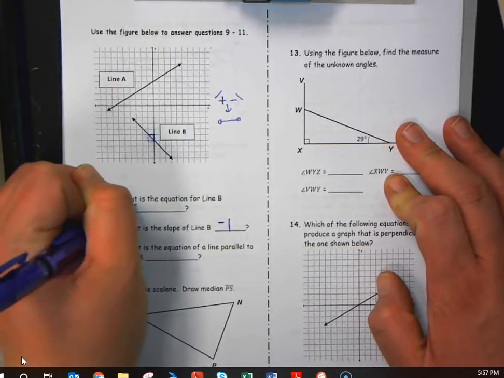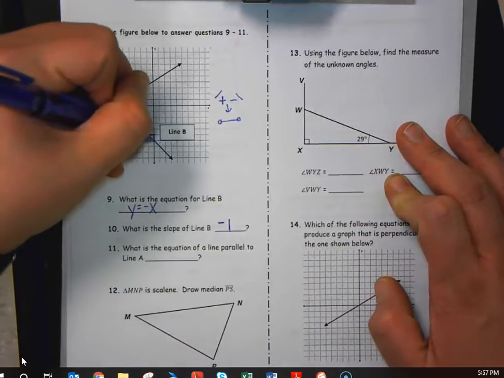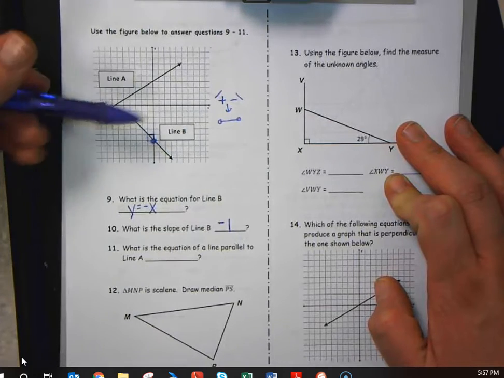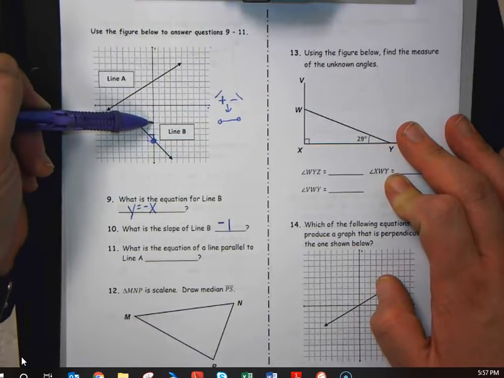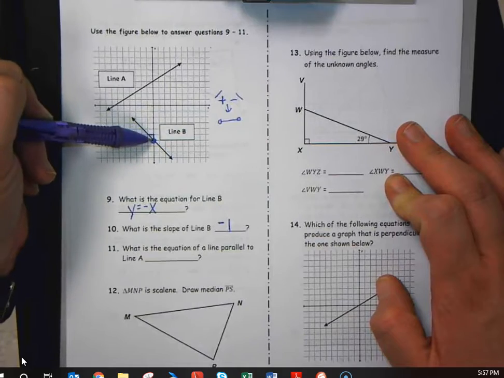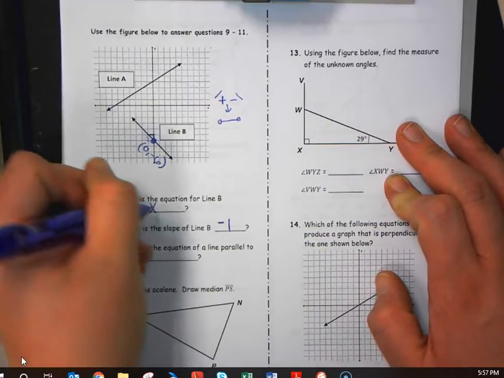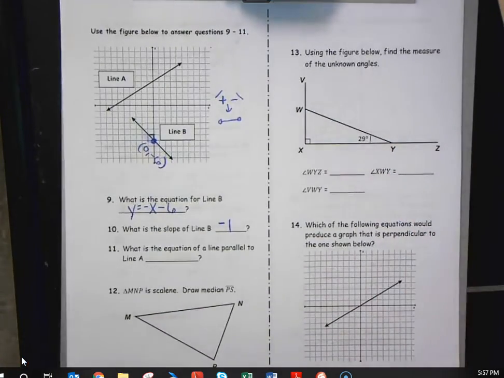So we know we're going to have y equals -x. And then we're going to ask ourselves, what is this point right here where it intersects the y-axis? Well, it's -1, -2, -3, -4, -5, -6. That is (0, -6). So that is going to be y equals -x minus 6.